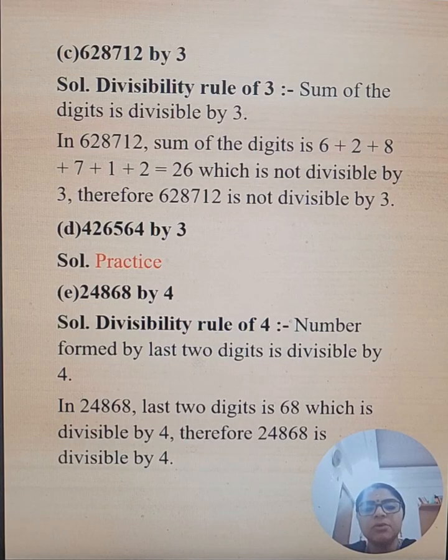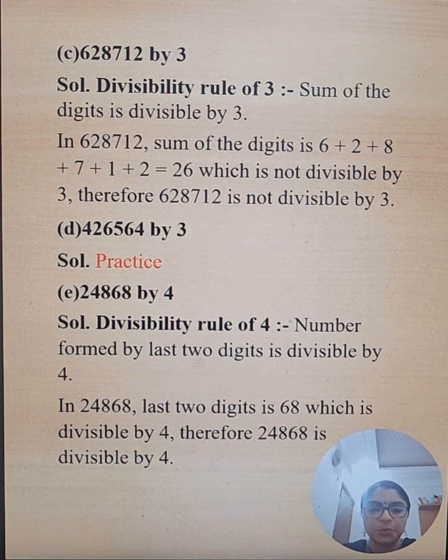That is the same rule you have to follow, to check whether the number 426/64 is divisible by 3 or not. Okay. One thing I have given to you. Second, you have to practice. Then only it will be clear to you.